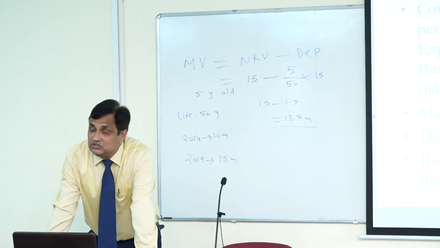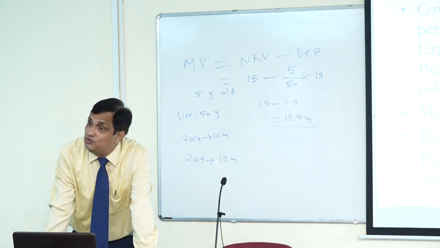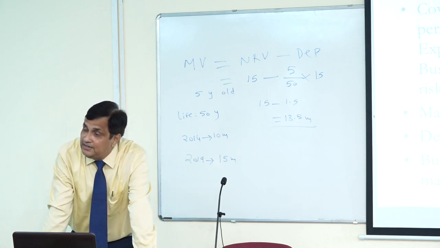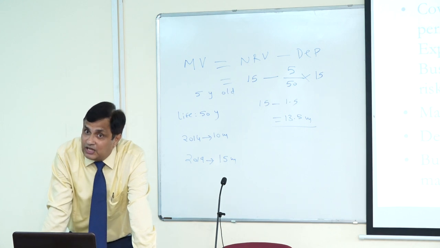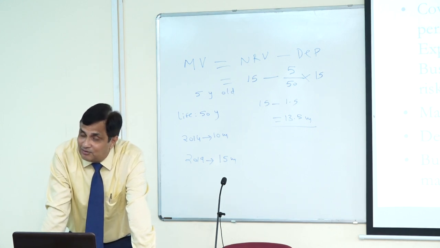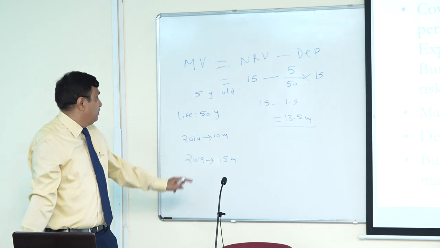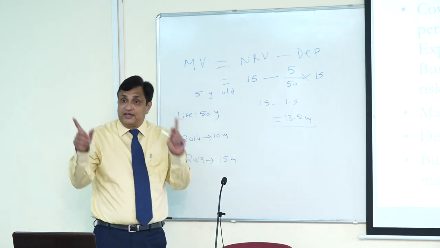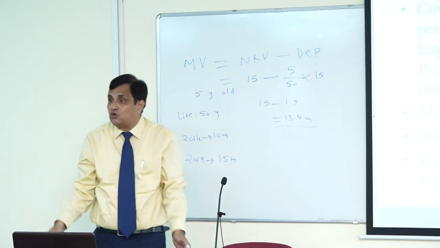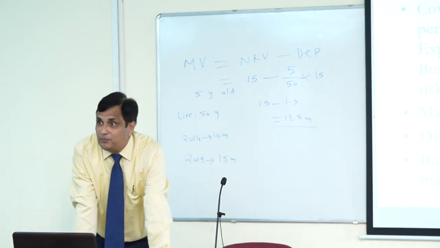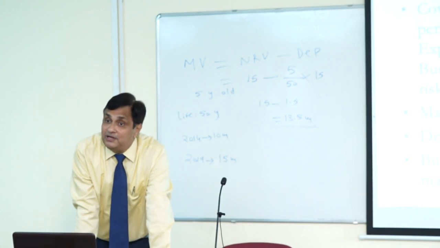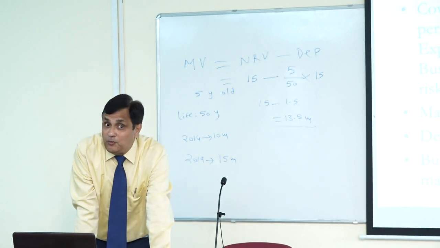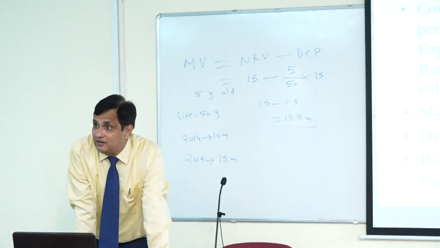Normally, the standard fire policy only gives on market value. So, if this building is completely lost or damaged, as long as the sum assured is adequate, I am only going to pay him 13.5. Suppose he has taken a fire policy with a reinstatement value clause, how much would I have paid? I would have paid him 15 million. 13.5 is the indemnity principle.